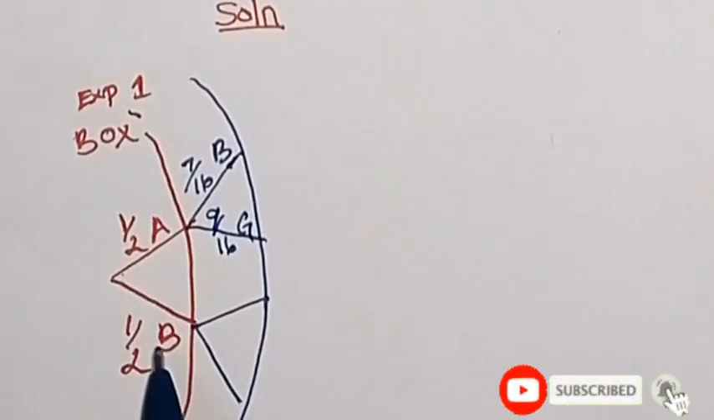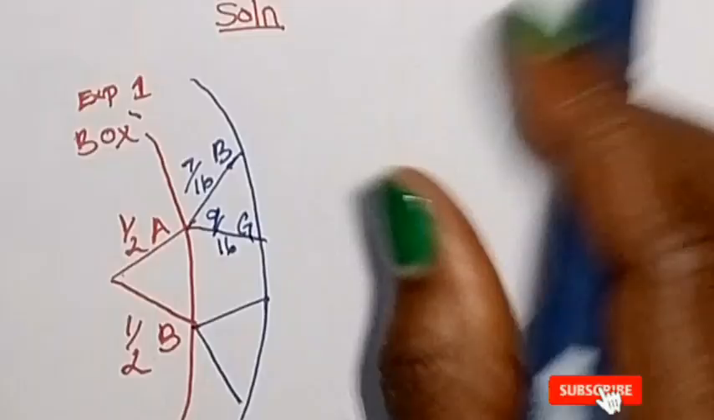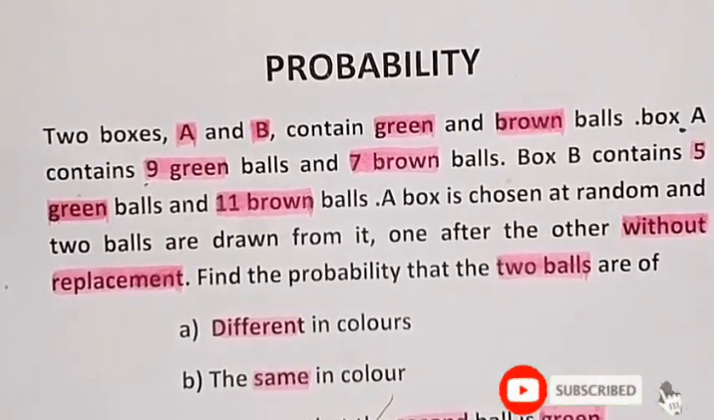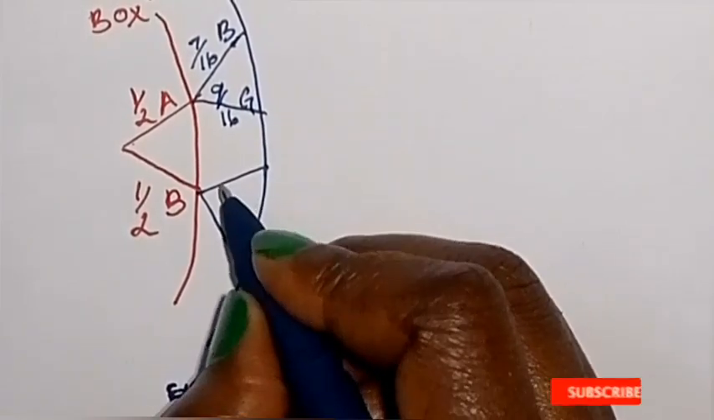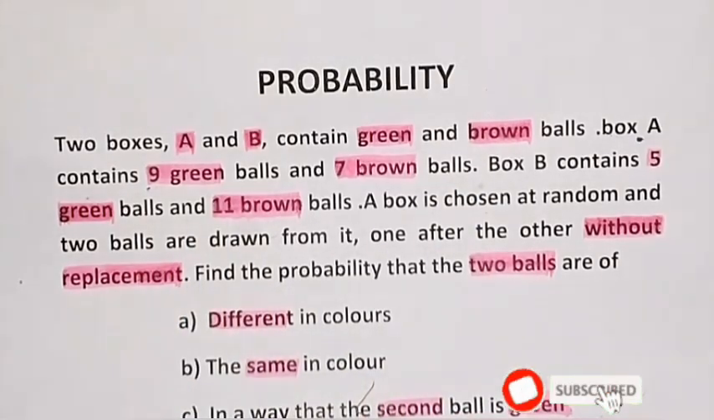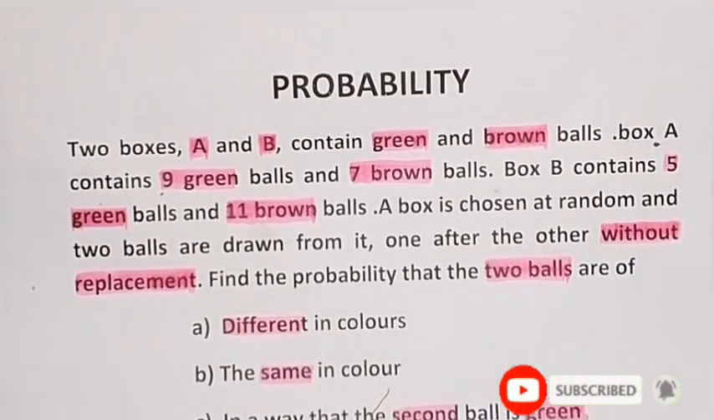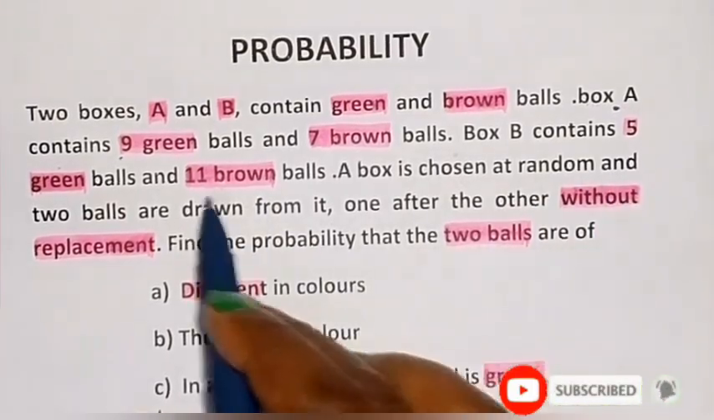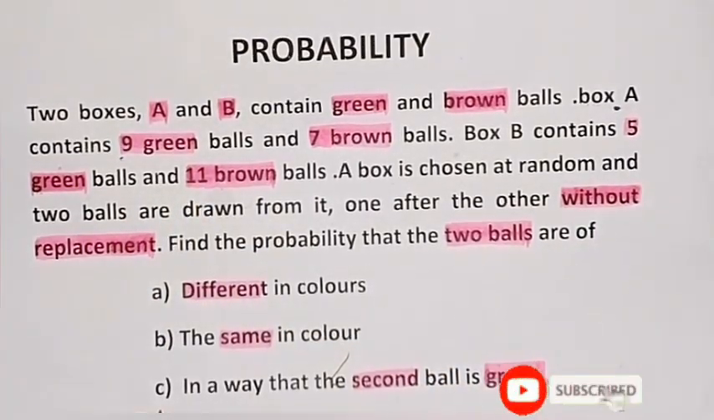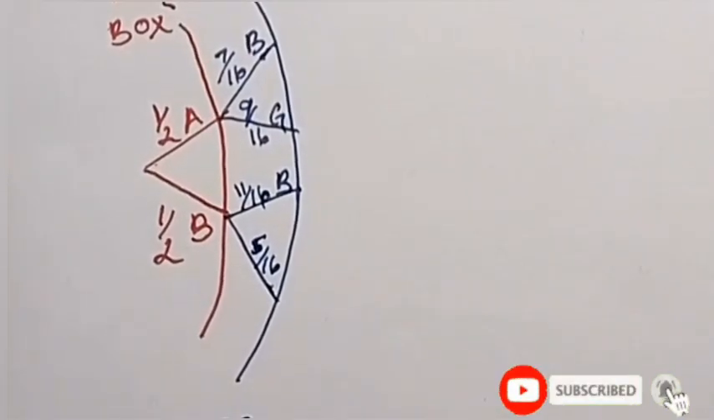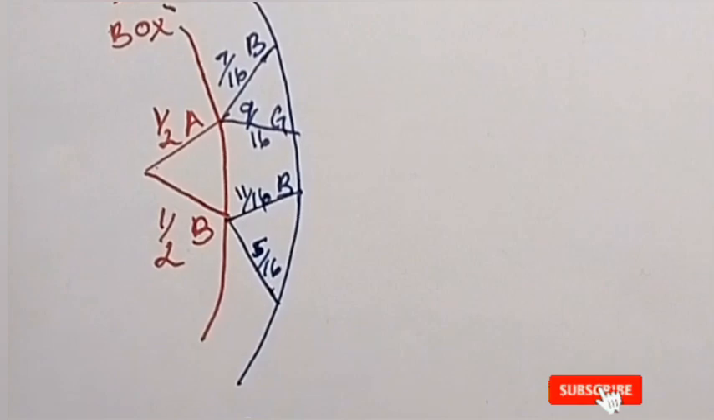Suppose we chose box B, and we are told in box B we have 5 green balls and 11 brown balls. Then what happens? We have a total possibility of 5 plus 11, that is 16. In favor of brown ball, we have 11 over 16. In favor of green balls, we have 5 over 16. So we are done with the first experiment and the second experiment.